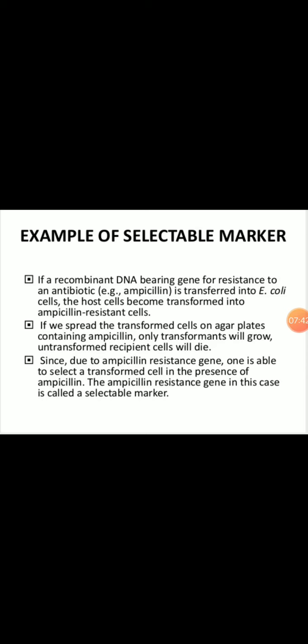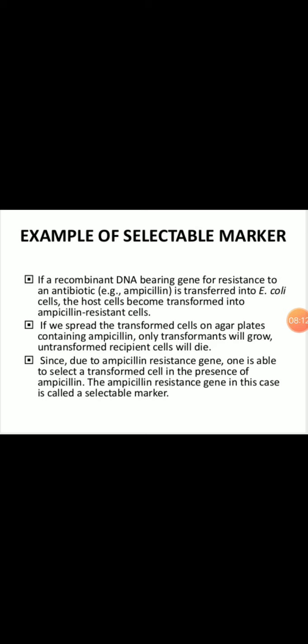If we spread these cells on an agar plate which contains ampicillin, which is our gene for ampicillin resistance, then in the presence of ampicillin the transformed E. coli cells will grow, and the non-transformed cells, which don't have this plus property of ampicillin resistance, cannot grow on the media which contain the ampicillin.